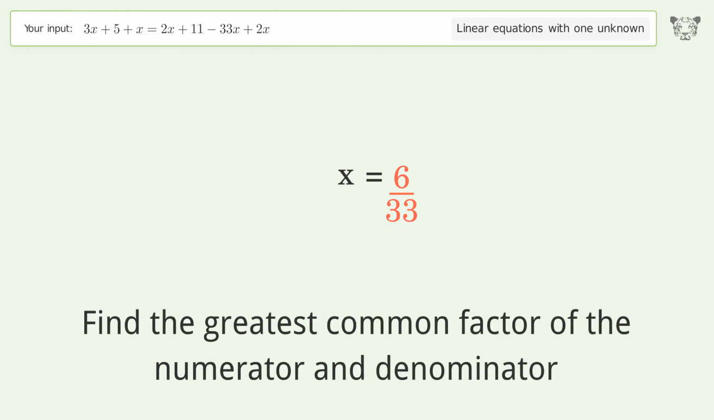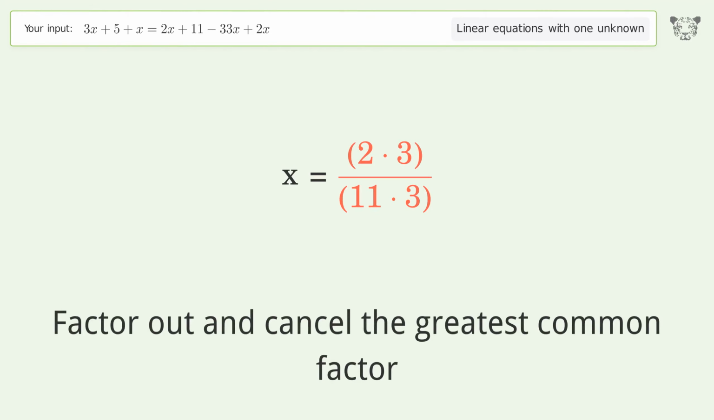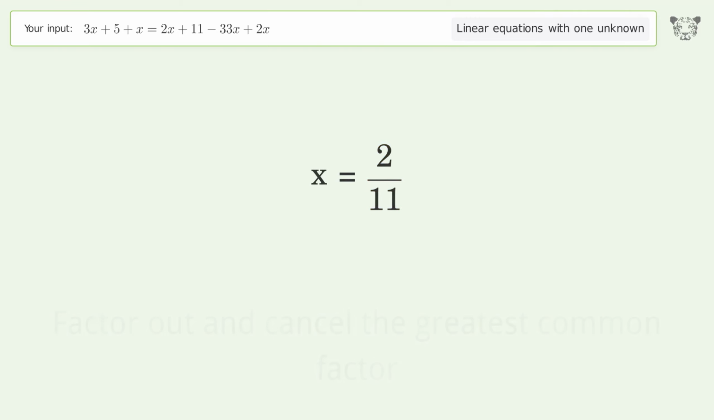Find the greatest common factor of the numerator and denominator. Factor out and cancel the greatest common factor. And so the final result is x equals 2/11.